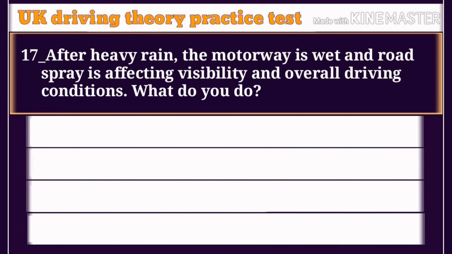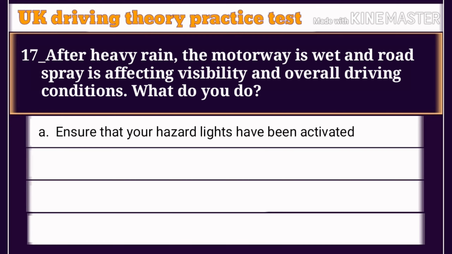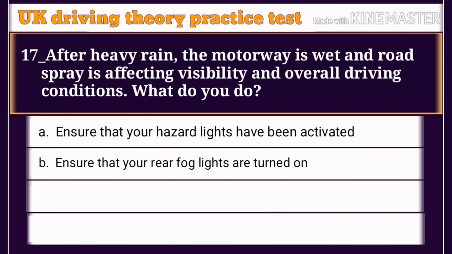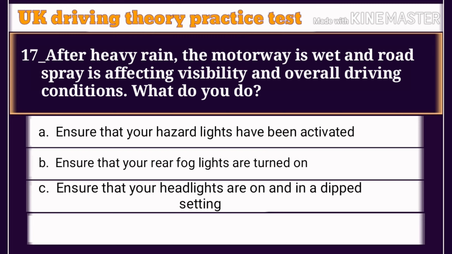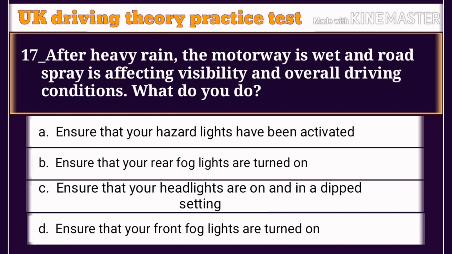Question 17. After heavy rain, the motorway is wet and road spray is affecting visibility and overall driving conditions. What do you do? A. Ensure that your hazard lights have been activated. B. Ensure that your rear fog lights are turned on. C. Ensure that your headlights are on and in a dipped setting. D. Ensure that your front fog lights are turned on. The correct answer is C. Ensure that your headlights are on and in a dipped setting.